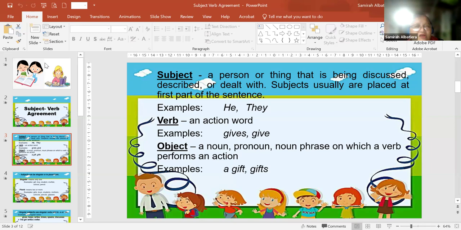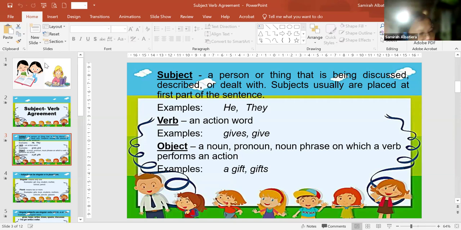Okay, so usually the subject can be seen, or is usually placed, at the first part of the sentence. Who can give me an example using a sentence in which the subject is placed at the first part of the sentence? Okay, Nicole. Miss Samirah likes teaching English. Very good, Nicole.